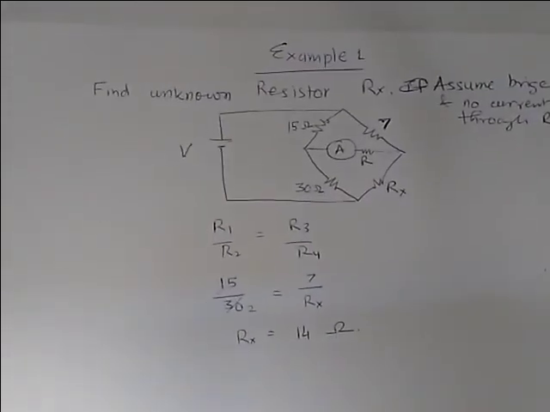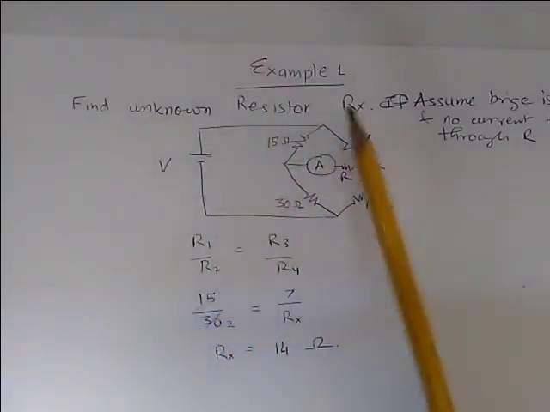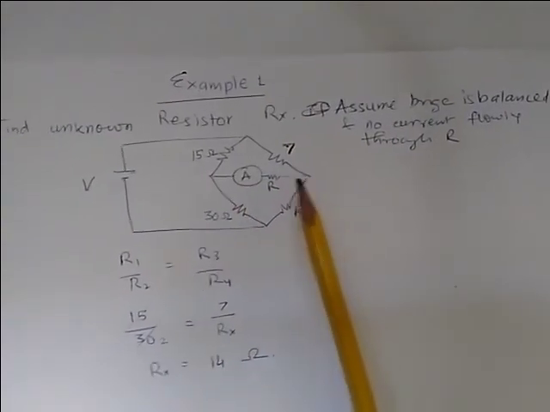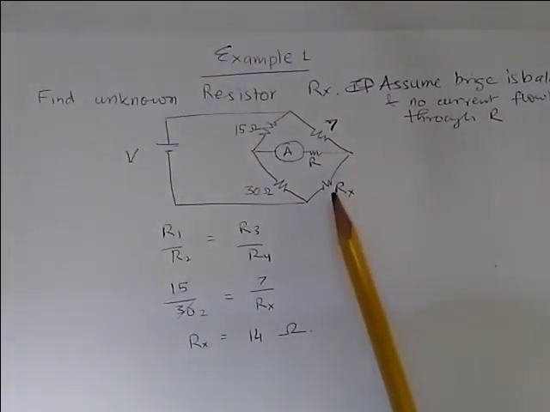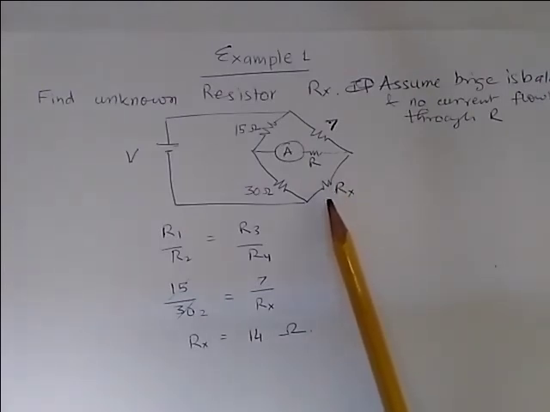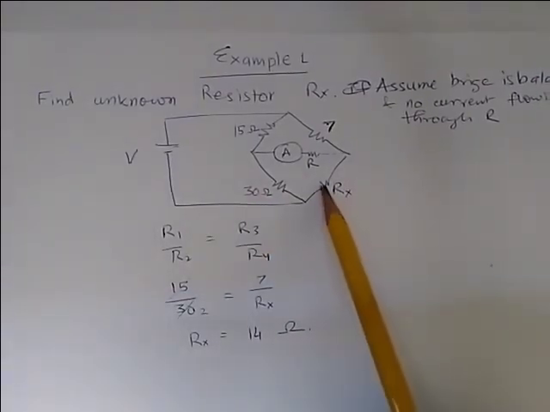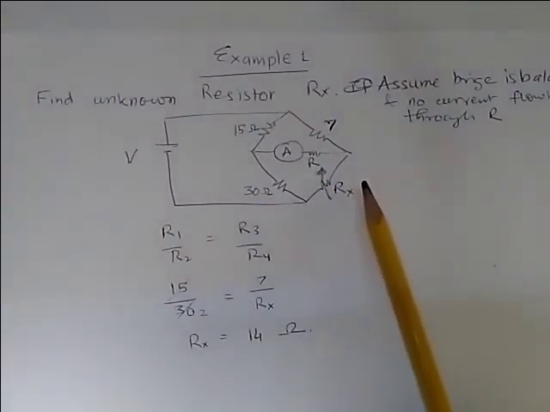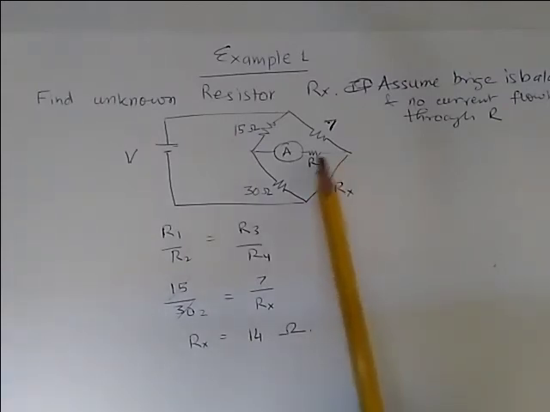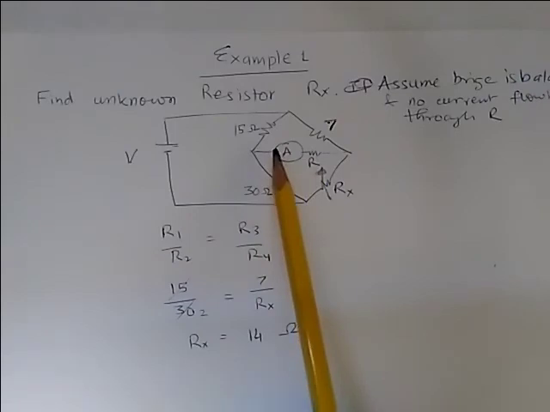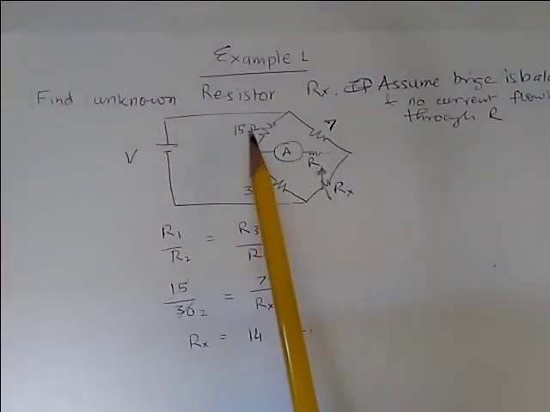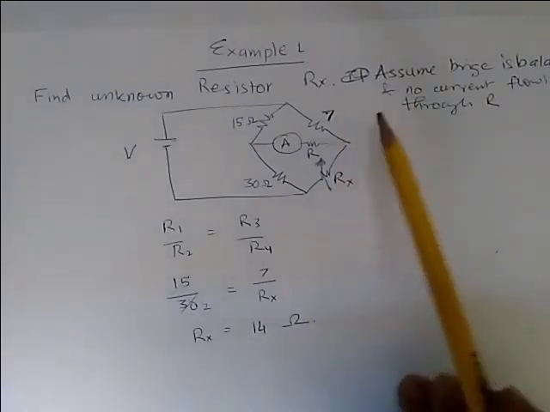Now we are going to do an example. Find the unknown resistor Rx and assume that bridge is balanced and no current is flowing through the resistor. Let's say we have a rheostat and we are trying to change the value of this Rx, which is a variable resistor, which I indicated like this, and we keep shifting it and bring it to the point where no current is observed in this branch. Then in that case, since we know the value of these three resistors, we can find out the value of Rx.